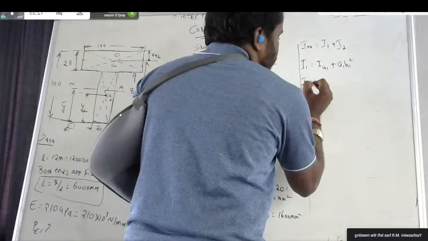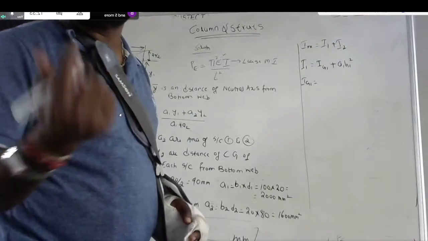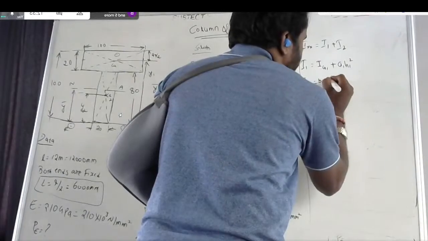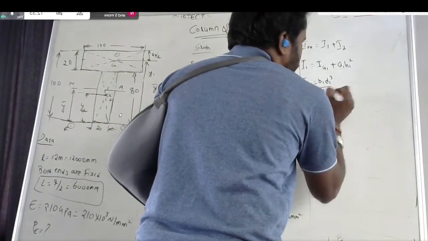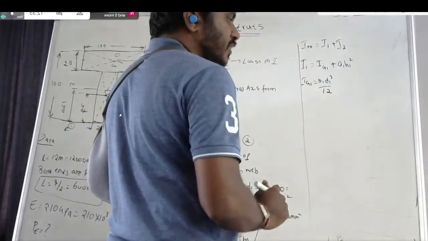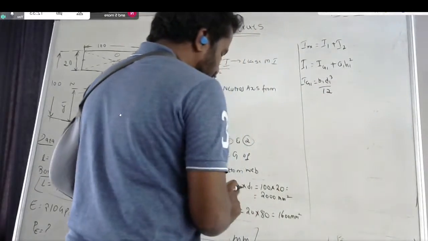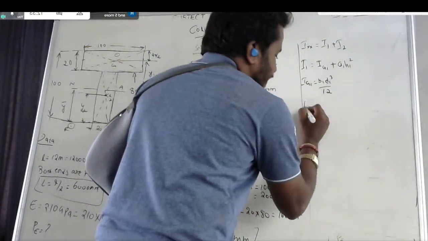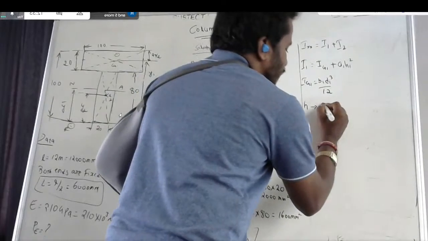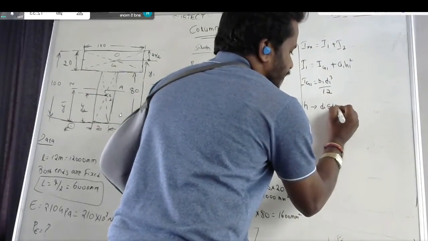Now, Ig1 you will get in the form of B1 D1 cube by 12. That is the Ig1 value you will get. Area is A1, I already know A1. What is H? Keep this in mind. Listen properly.